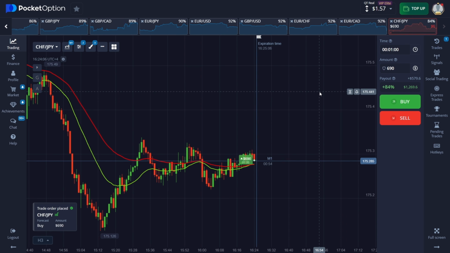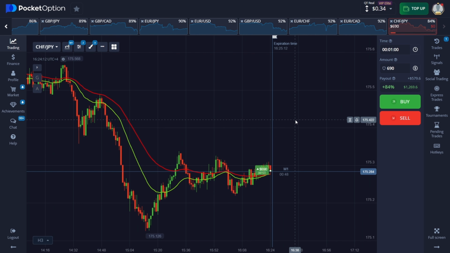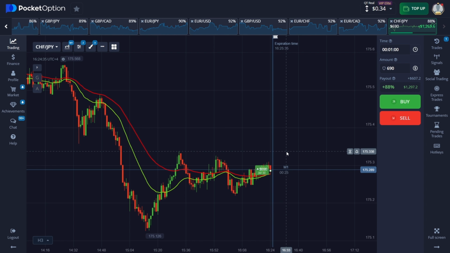Alright, I got the entry and placed the trade for the upside move worth $690 on CHF/JPY from the moving average. Currently, the trade is going in our favor, but we still have 30 seconds left.